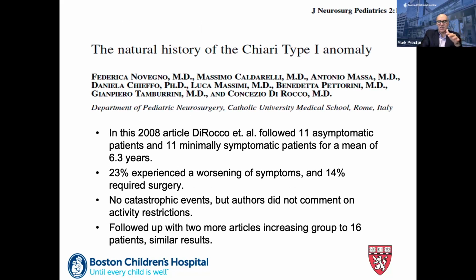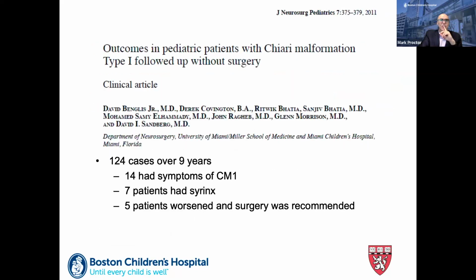About a quarter of them had some worsening of symptoms, but most of them were mild enough that they didn't need an operation. And most importantly, there were no catastrophic events. So in no case was there some event that led to a bad outcome where there was a bad brain or spinal cord injury as a result. And they did follow-up articles on this as well.